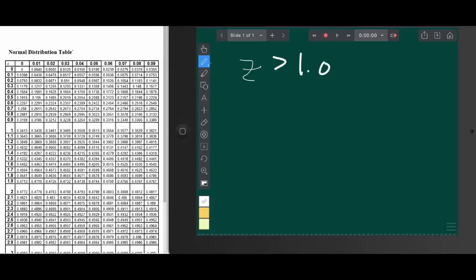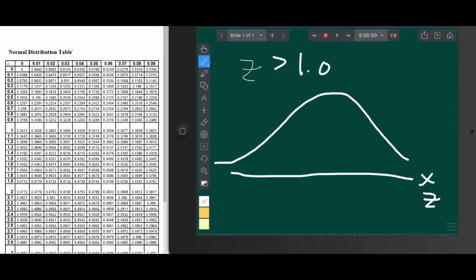So first let's just draw a bell curve. Actually, the axis here is z and x. We're looking at the standard normal distribution, which has a mean of 0 and a standard deviation of 1. That's what a z-value is. So here the mean is equal to 0, the standard deviation is equal to 1, and z equal to 1 is right here. So if z is equal to 1, we'll go over to our z table.